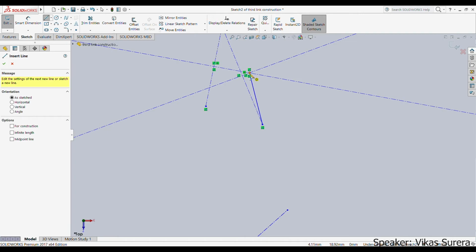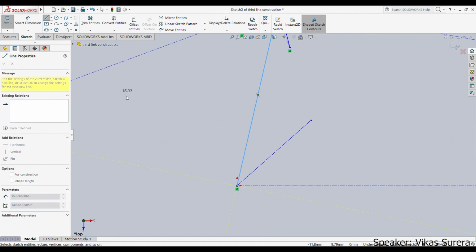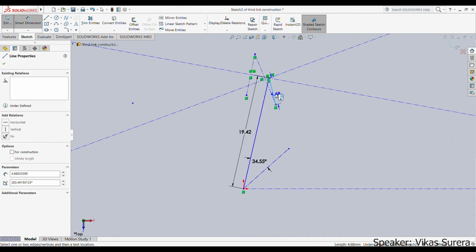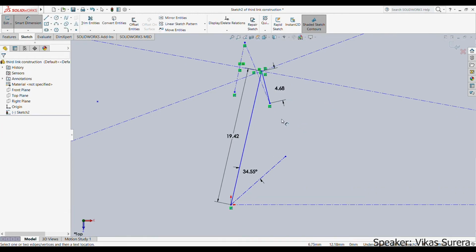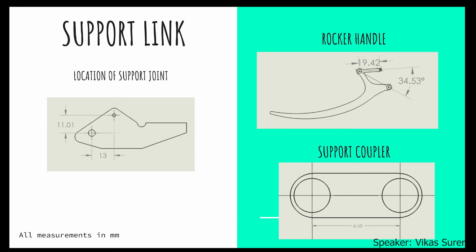Hence we obtain the link length of the support and the support coupler, as well as the angle between the rocker and the coupler support. These are the obtained values.